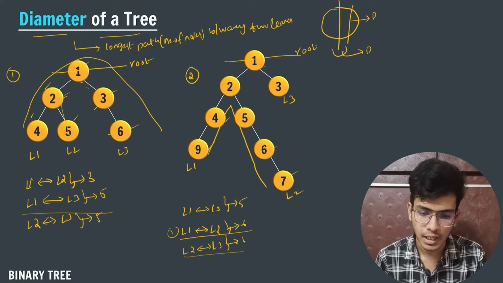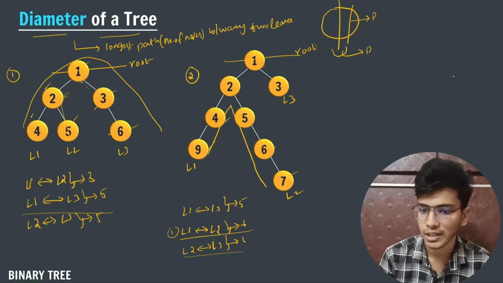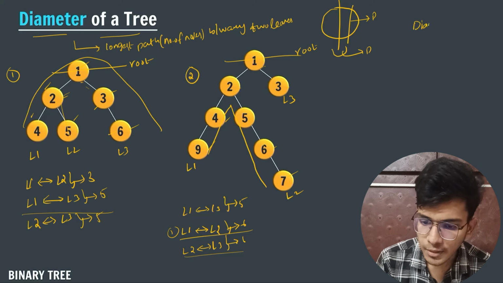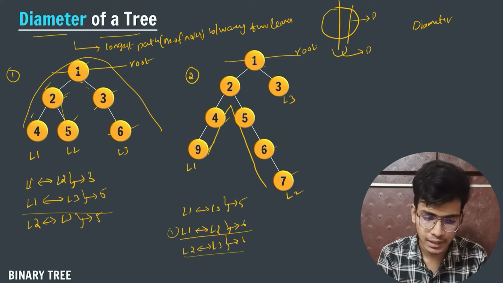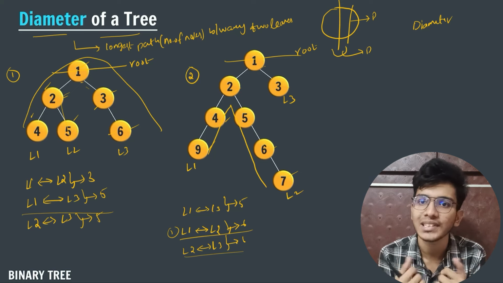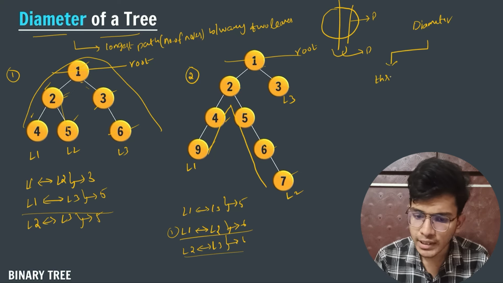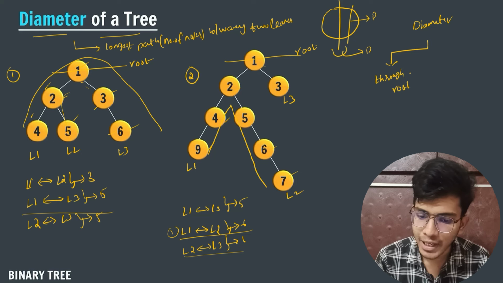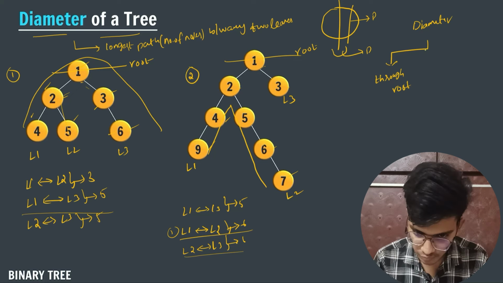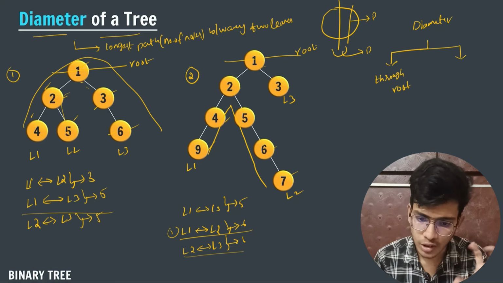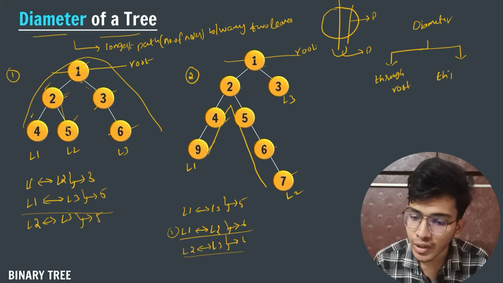Right now, can I extract one thing by observing just these two diagrams? That is, the diameter of a particular tree can be formed in two ways. The first way is through its root. If my path passes through my root, then I can get the diameter. The second case is, if my diameter is not passing through my root, it means it is through one of the subtrees.